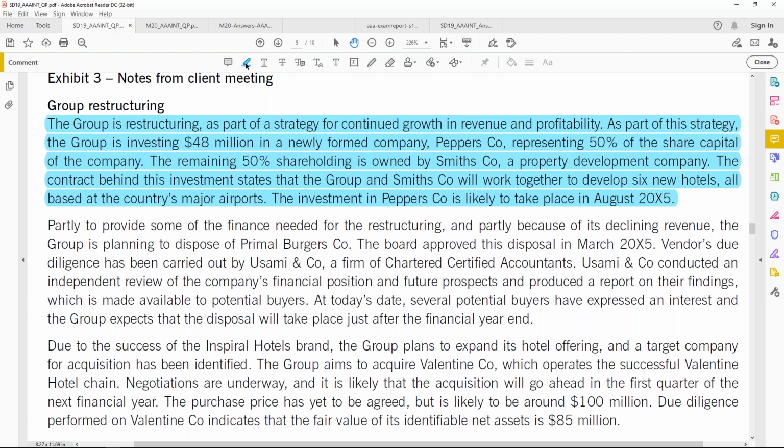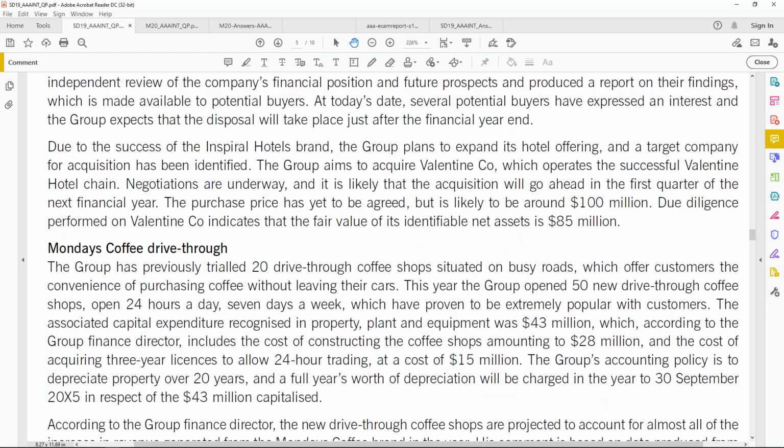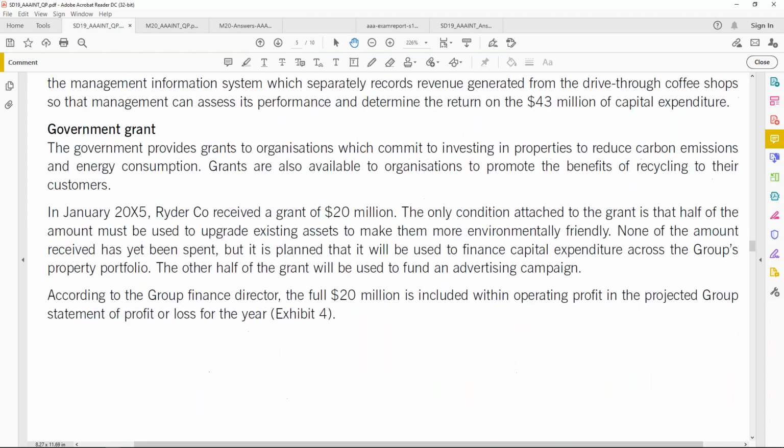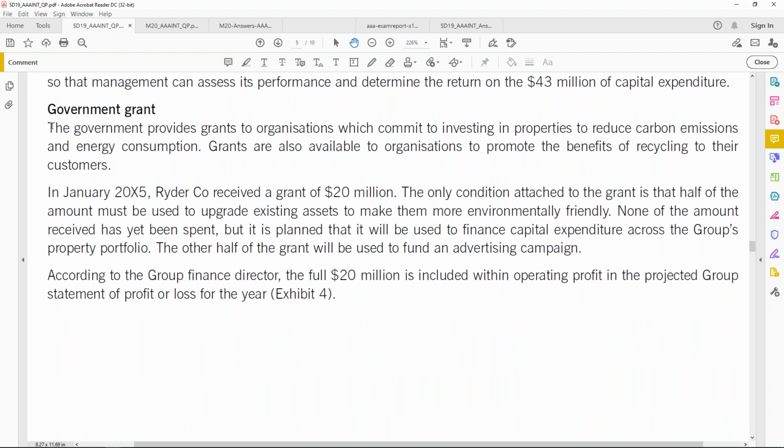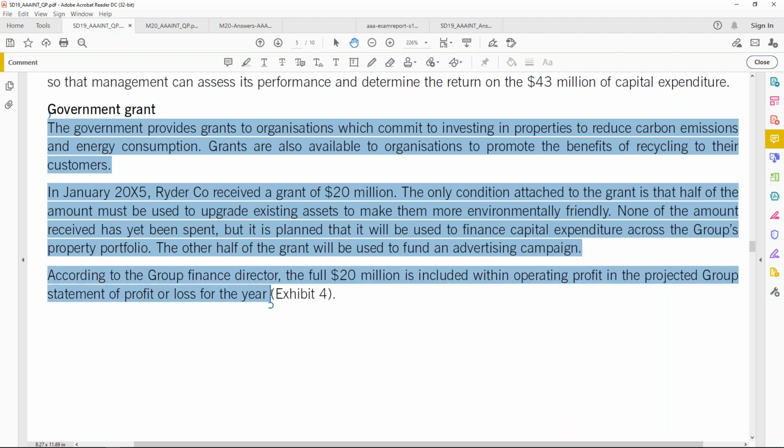Will you read this paragraph, identify the main points from it and convert them into writing for audit procedures? That's number 1, right? Then you go down till you find a paragraph on government grant. See, so easy. There is a heading of government grant. So this paragraph, right from here up to here, is a paragraph on the government grant. There's a big paragraph on government grant here, which we should highlight.